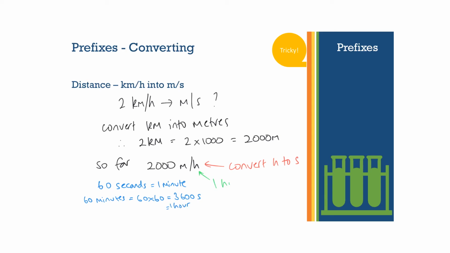So now we've got 2,000 metres per hour, or 2,000 metres per 3,600 seconds. So the final step is to do 2,000 metres divided by 3,600 seconds, and that then gives us 0.556 metres per second. So 2 kilometres per hour is also the same as 0.556 metres per second.